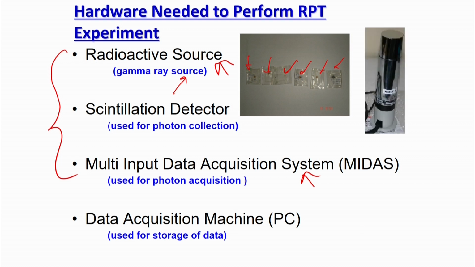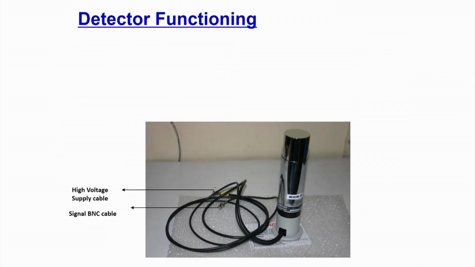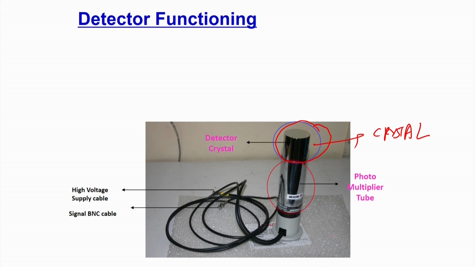This is a typical diagram of the scintillation detector, and we will discuss this diagram in more detail later. If you see, the scintillation detector is divided into two parts. The first part is called the crystal, and this part is called the photomultiplier tube.